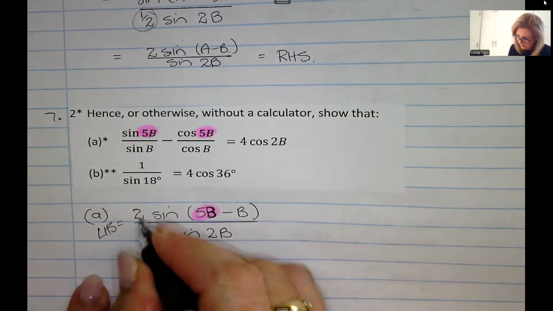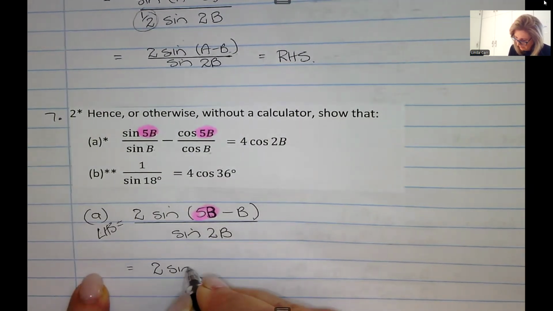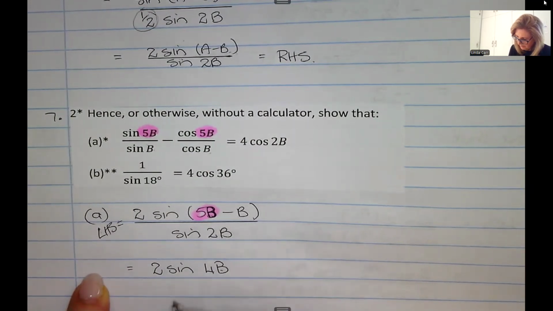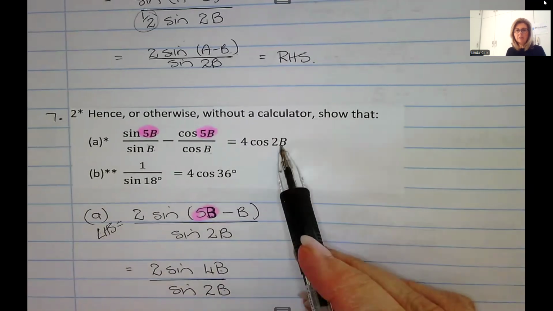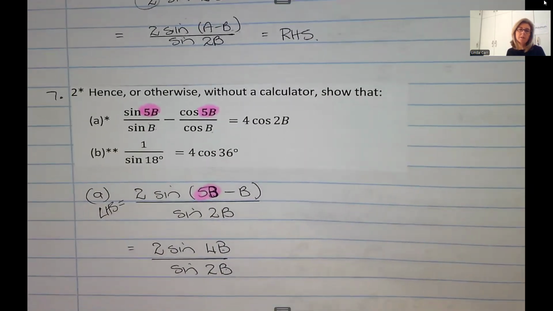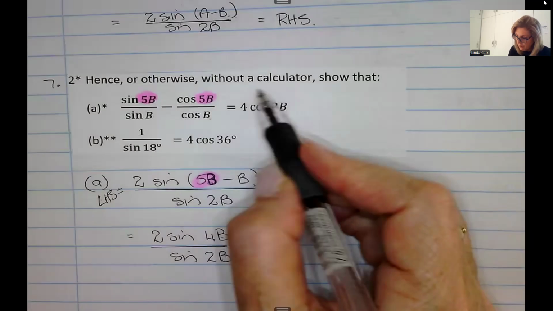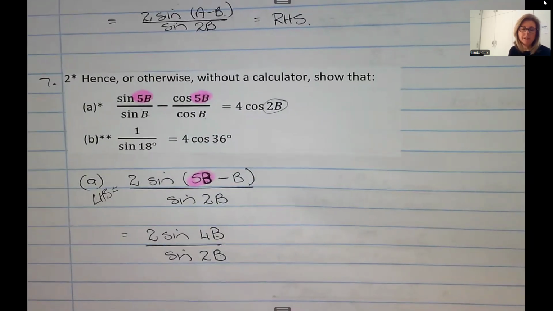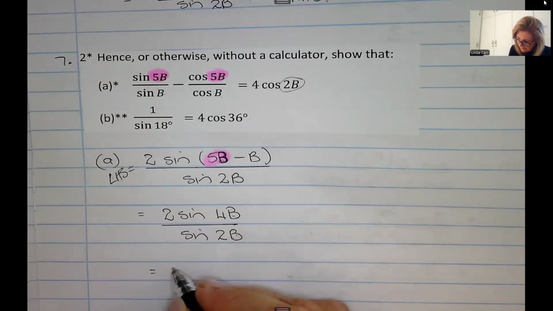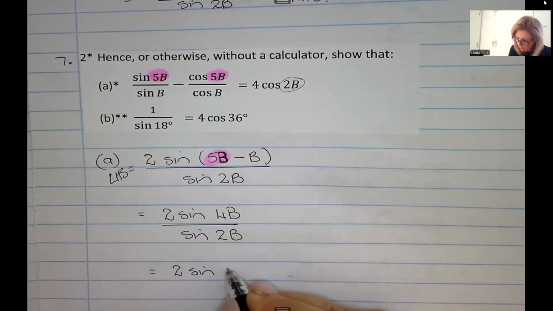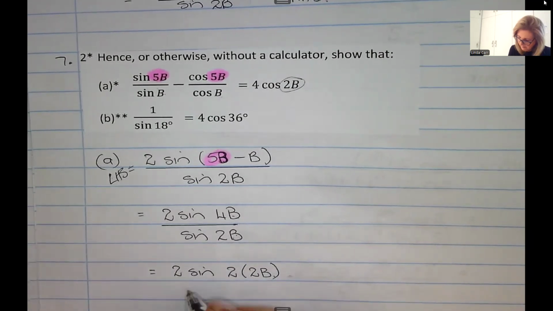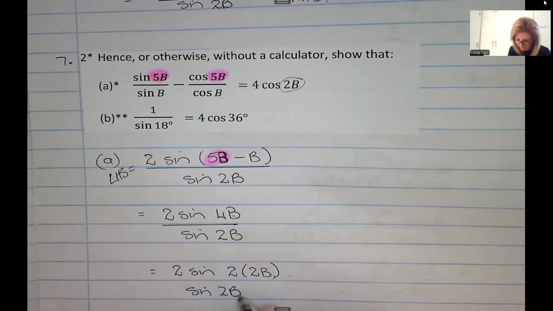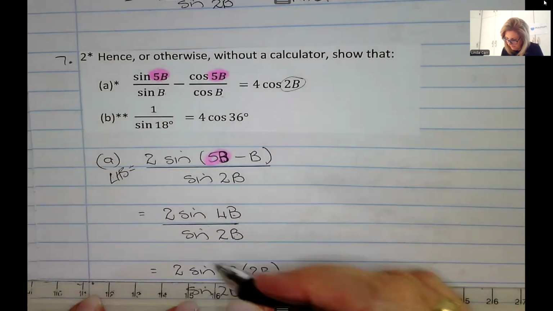That's quite nice because now it's 2 sine 4B over sine 2B. And if I now look at my right-hand side, they're saying they don't want sine, they want cos. And they want a 2B, not a 4B. And so what I'm going to do next is turn that 4B into a double 2B. Okay, I'm taking it slowly so that I don't leave you behind somewhere along the line.